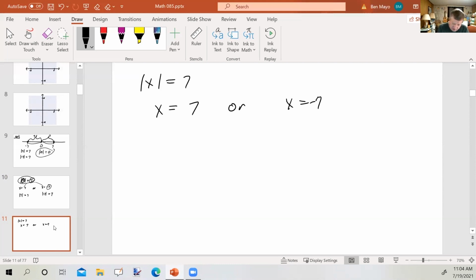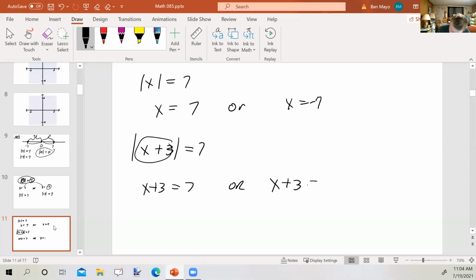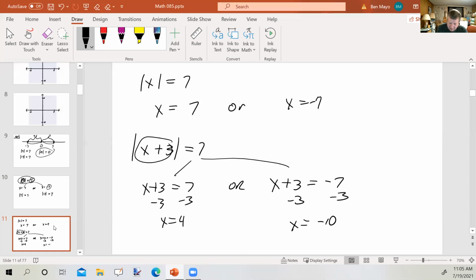What if we had the following situation? The absolute value of x plus 3 equals 7. Well, then we have the same scenario. What's inside would have to equal 7, because the absolute value of 7 is 7. Or what's inside would have to equal the opposite of 7, or -7, because again, the absolute value of -7 would be 7. So again, we get these two scenarios, these two equations. But now solving each of these two equations, x plus 3 equals 7, subtract 3 from both sides, we get x equals 4. x plus 3 equals -7, subtract 3 from both sides, we get x equals -10.